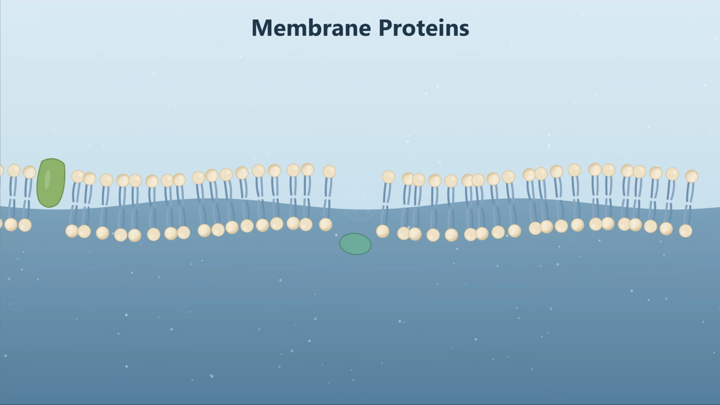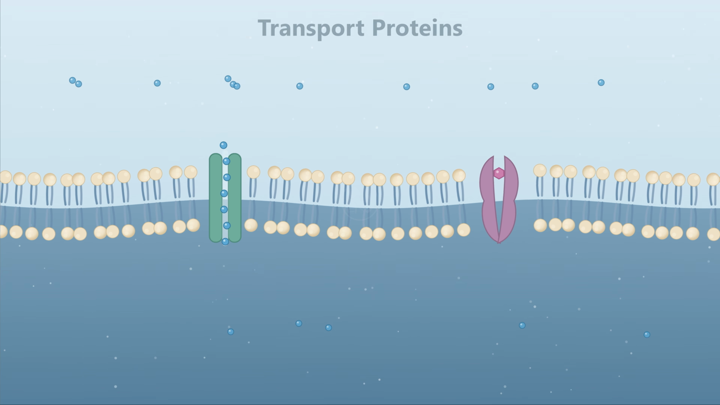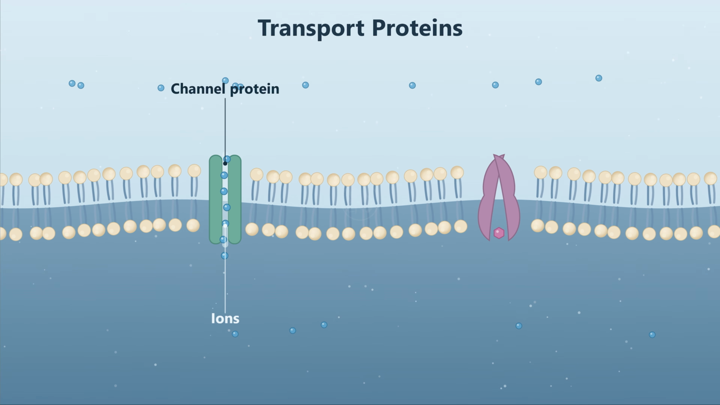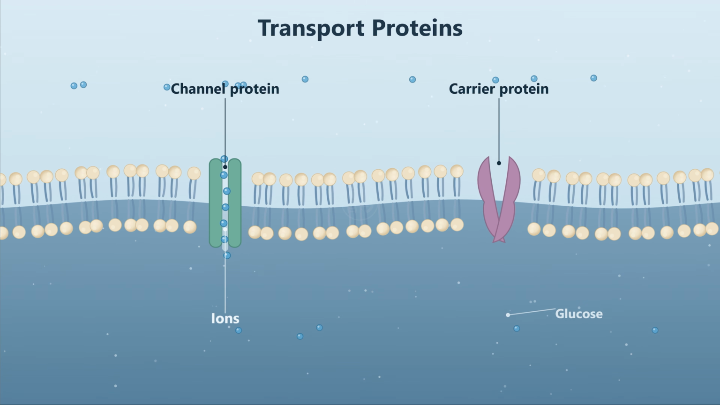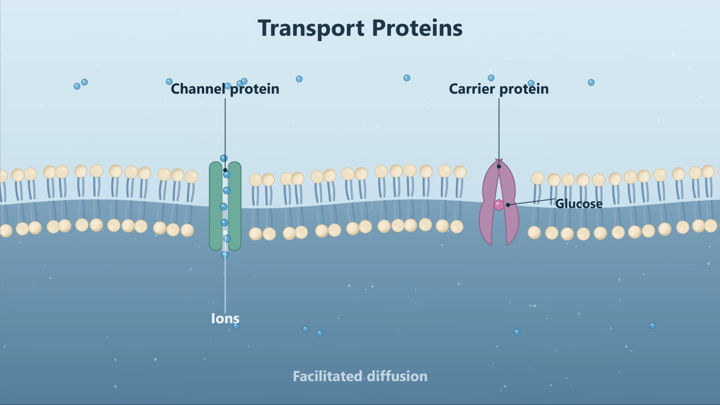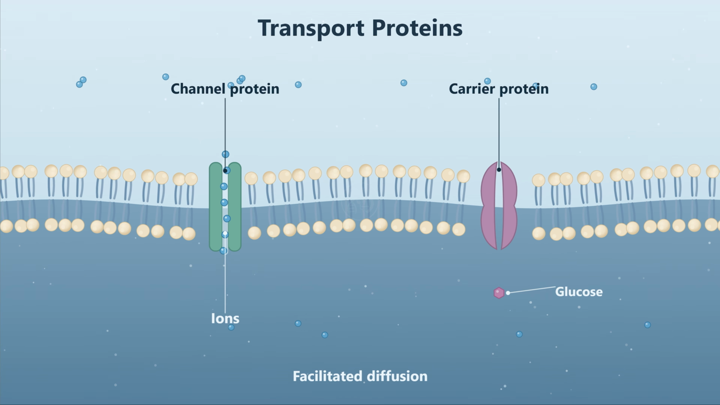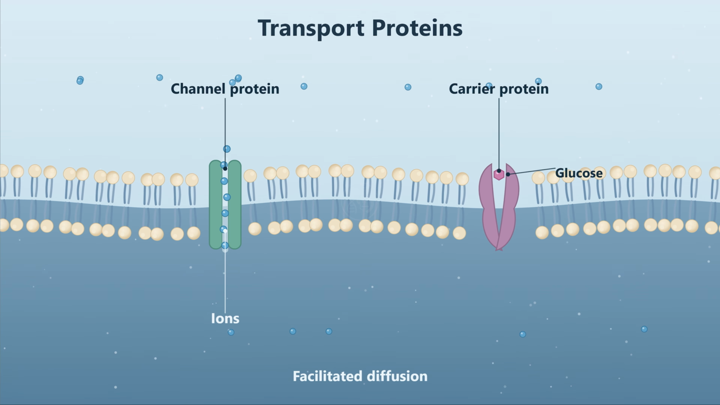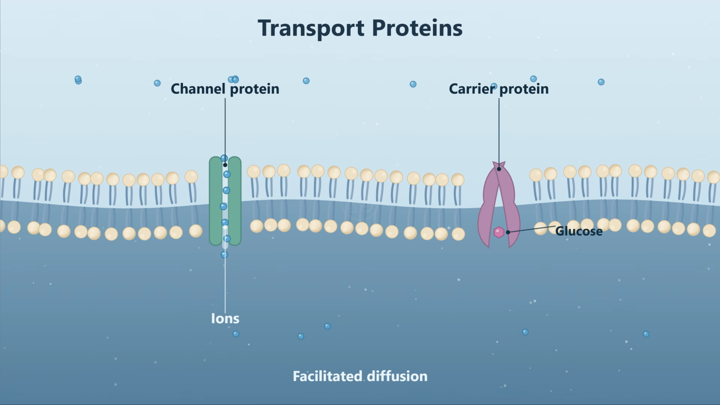Some transmembrane proteins transport substances across the membrane. Channel proteins form selective water-filled pathways through which particular ions or water molecules can move. Carrier proteins bind specific solutes, such as glucose, change their shape, and release the solute on the opposite side. In facilitated diffusion, movement occurs down a concentration or electrochemical gradient without direct ATP use.